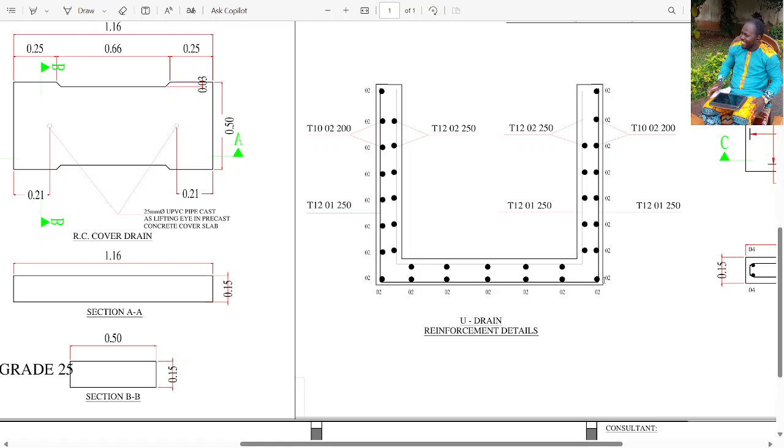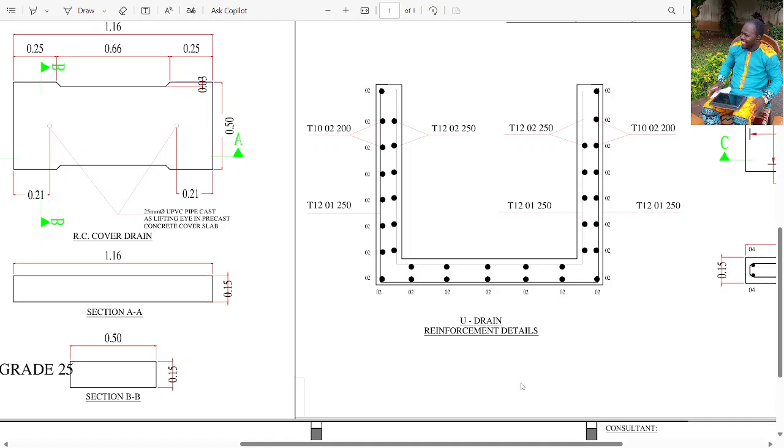right? That is what we are talking about. From here to here is 950. Of course, this no longer includes the blinding. You see, it's 1 meter, it's 1000. It does not include the blinding anymore. We're talking about the drainage itself now. So this is 950. This is 1300. This is another 950.